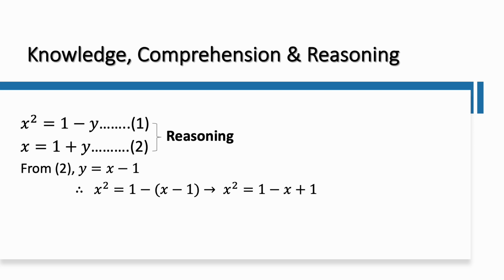So x squared is equal to 1 minus x plus 1. Be very careful when you clear the brackets with that minus. So we end up with x squared plus x minus 2 equals 0.